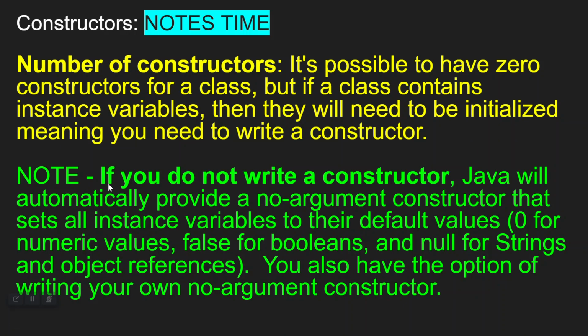Now, do note though, if you have a program that does not have a constructor defined, Java will automatically provide a no argument constructor that sets all instance variables to their default values. So 0 for the numeric values, false for booleans, and null for strings and object references. You also have the option of writing your own no argument constructor, so you can overwrite the default one that they give you. You've got that option, but it's important to know that if you have a class that does not have a constructor, Java does automatically provide one.